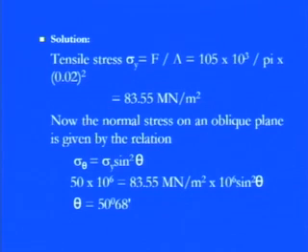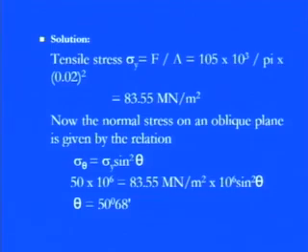Now the solution. As we discussed, it is a tensile loading, so we can calculate the tensile stress, which is the applied tensile load divided by the effective area. Since it is a circular bar, the effective area is pi by 4 d square, or pi r square. The diameter is 40 mm, so the radius is 20 mm. So 105 into 10 to the power 3, the applied load, divided by pi into 0.02 square. The tensile stress is then 83.55 meganewton per meter square.